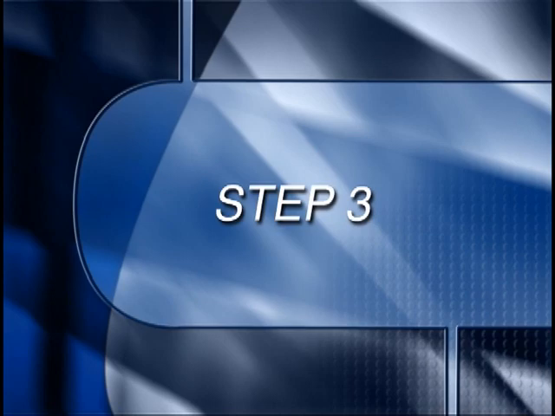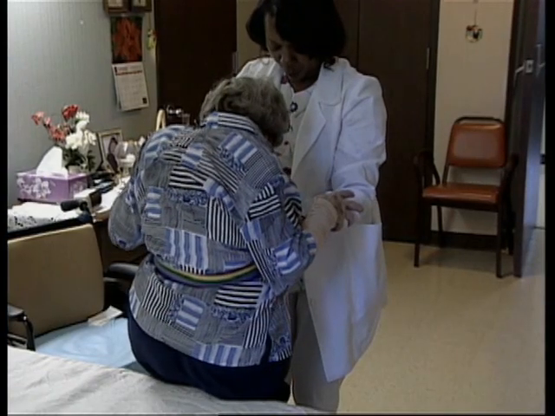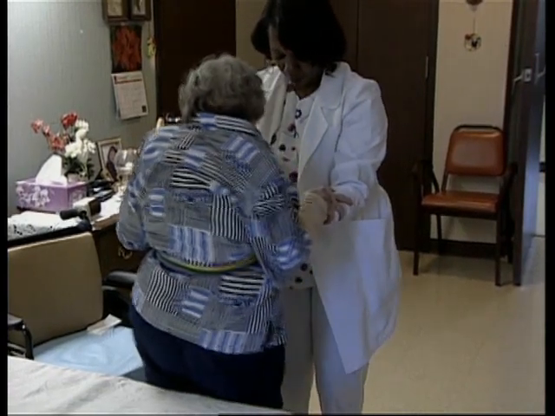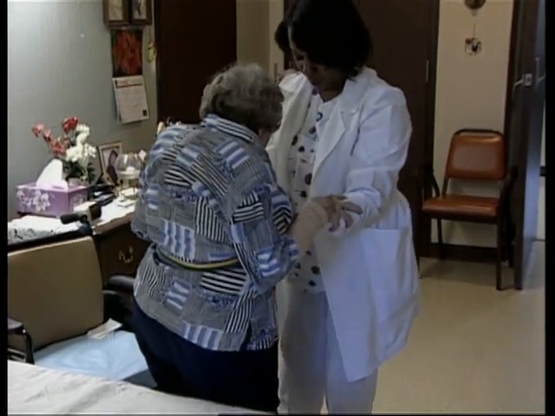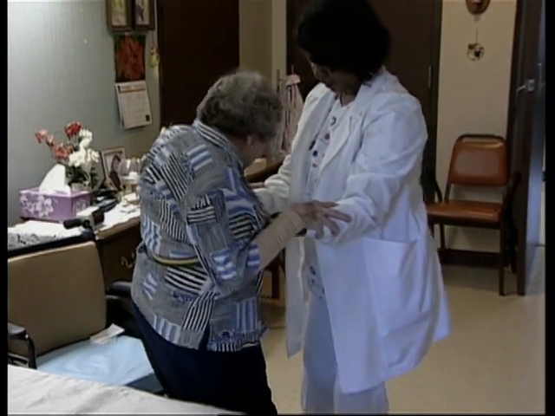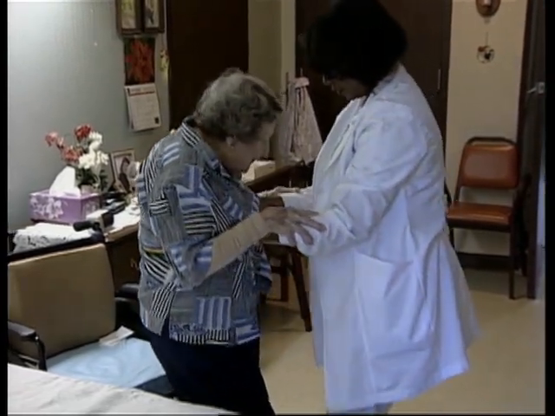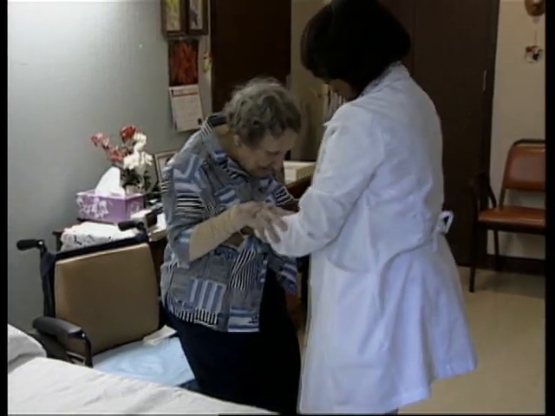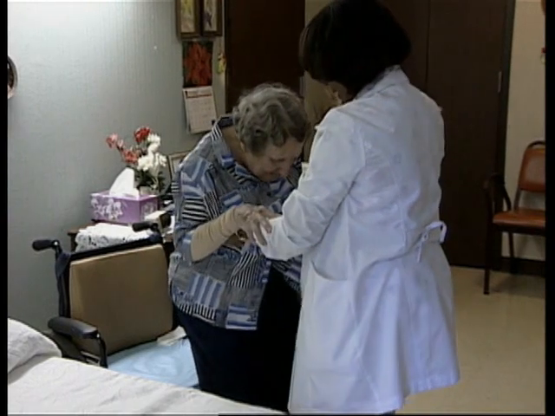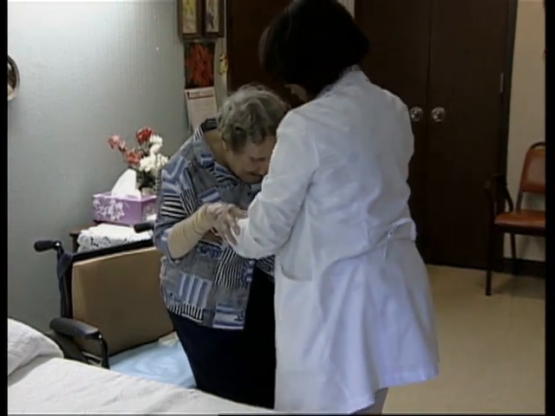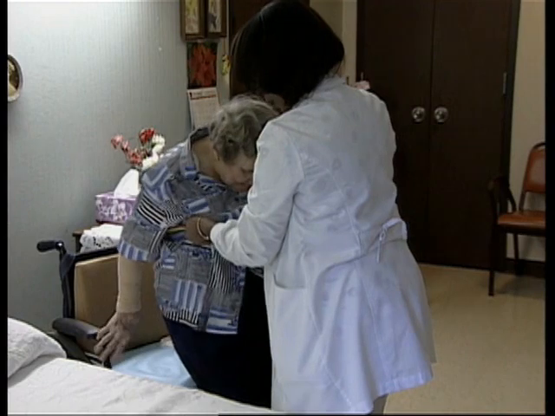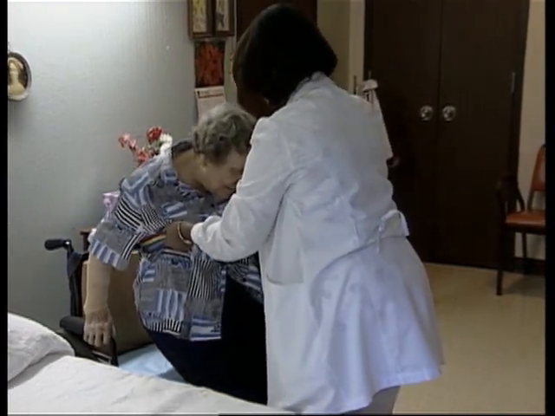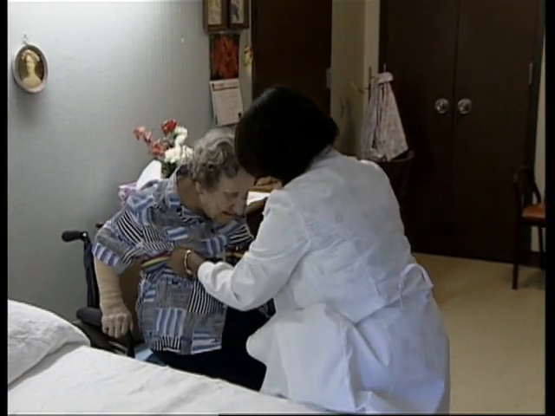Step 3. As you proceed with the transfer, hold the resident close to you and pivot or sidestep toward the wheelchair. Do not use a twisting motion because it may cause you to strain your back. Allow your legs to do most of the work. Your knees should be bent and your feet shoulder-width apart to help provide balance and stability. When you ease the resident into the wheelchair, ask him or her to reach back and take hold of the arms of the wheelchair.